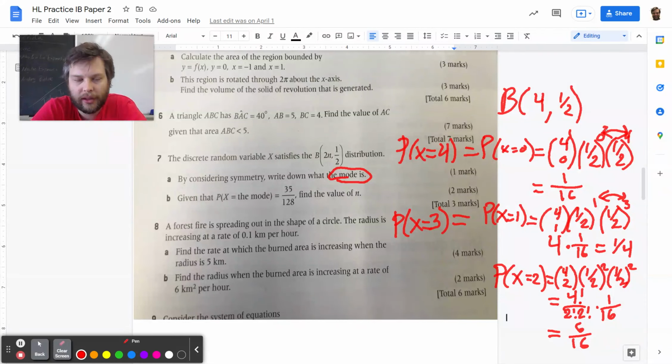So if you look at the 5 total possibilities here, you can see that the one that is the most common is x equals 2. And x equals 1 and x equals 3 are the next most common, and then x equals 0 and x equals 4 are the least common. And that kind of makes sense with what you would expect.